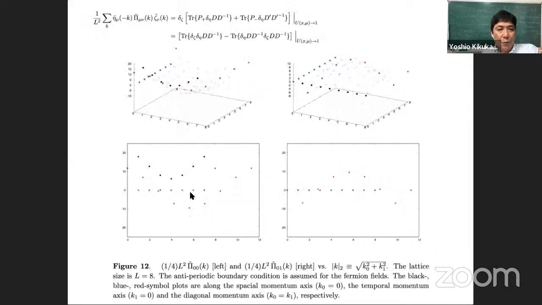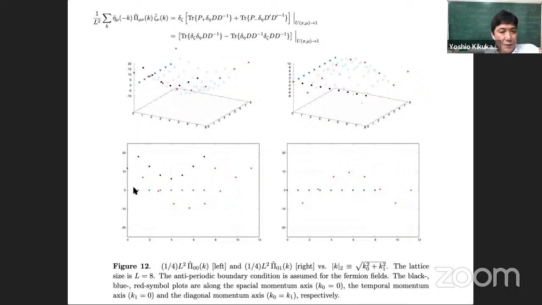This result should be compared to the result from the massless Weyl fermion in the target sector. Because of the non-local properties, since this term can be computed from free Weyl fermions, this is the exact result, and it can reproduce a clear singularity even on a finite lattice. So the difference in the limit. Black and blue, and red stands for the diagonal limit.